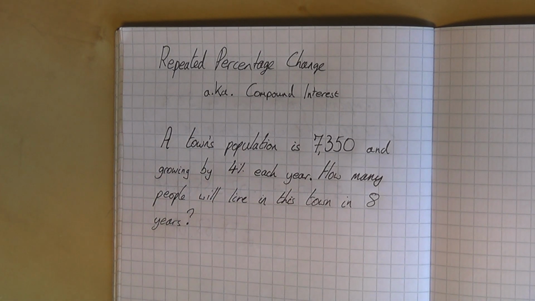So we're looking at repeating a percentage change today, which is the last of our new percentage techniques. It's also called compound change or compound interest, and that's because this sort of change happens on itself over and over and over. It compounds with itself to grow or to shrink rapidly.